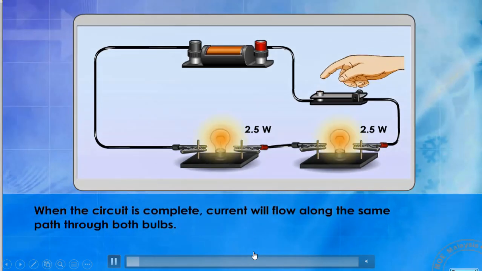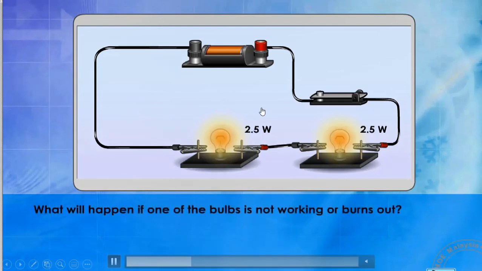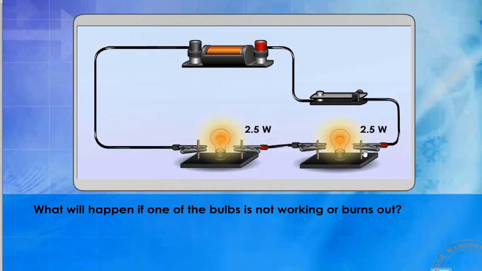When the circuit is complete, current will flow along the same path through both bulbs. So this arrangement is what we call a series circuit. Both bulbs light with the same brightness. What happens if one of the bulbs is not working or burns out?